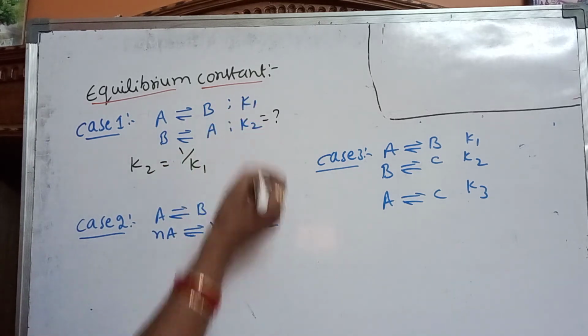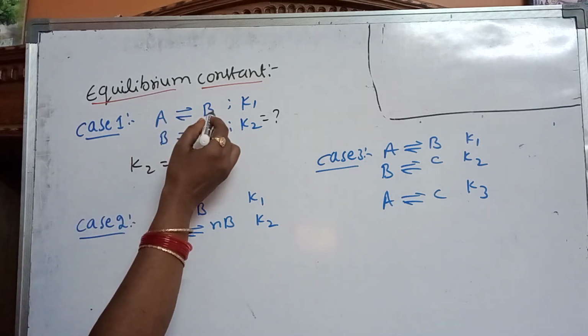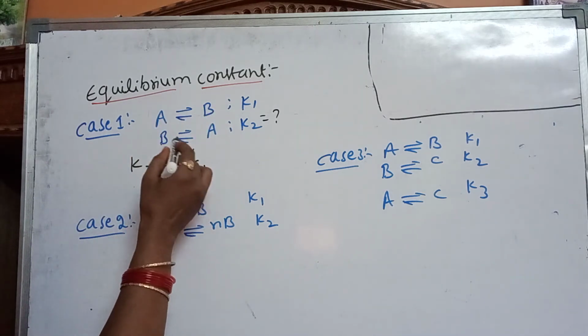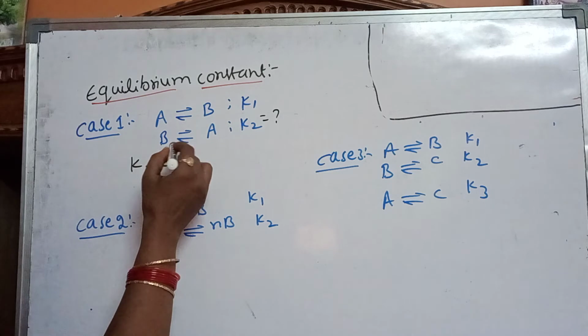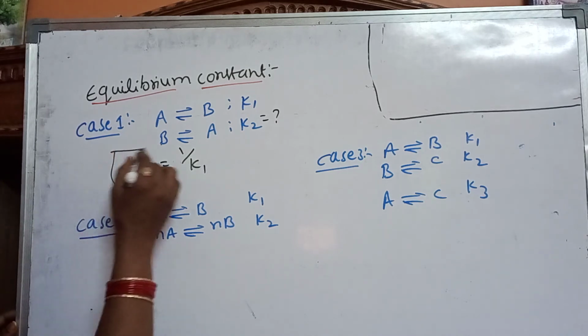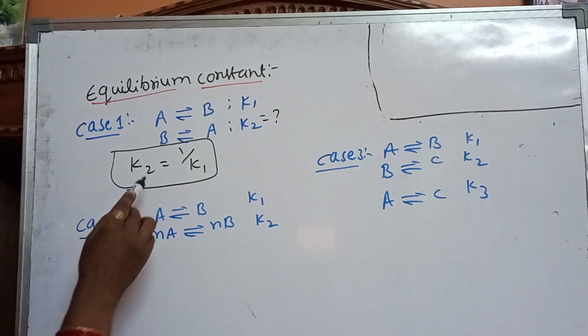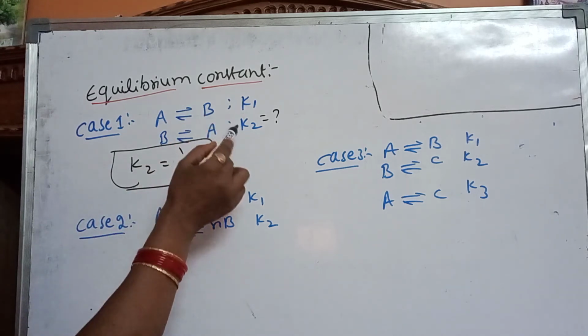That is the relation between K1 and K2, because in the first equation A is the reactant and B is the product. But in the second equation B becomes the product and A becomes the reactant, meaning reverse. So K2 is equal to 1 by K1. This is the relation between K1 and K2.